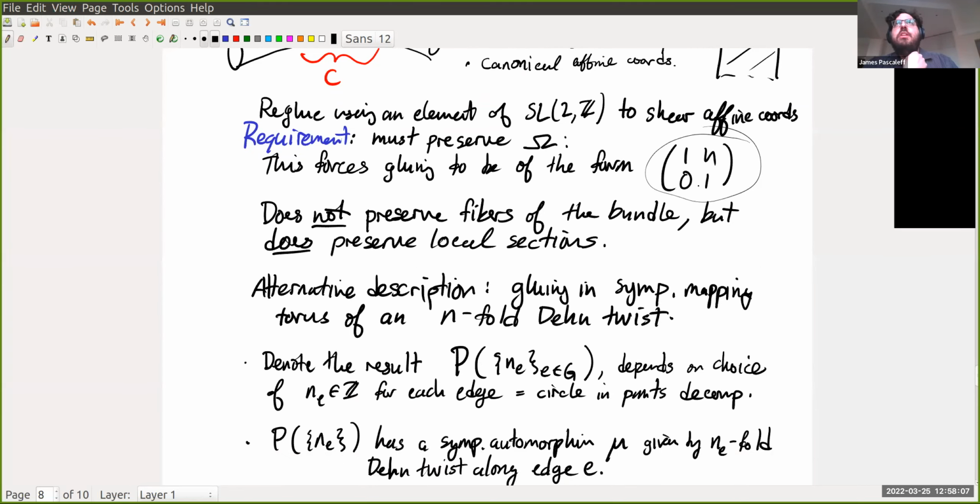And an alternative description of what this gluing is doing is you can do this kind of shearing. Another way to describe it is you're cutting the manifold, and then you're gluing in a copy of the symplectic mapping torus of a Dehn twist. Let's just say it's an n-fold Dehn twist, with some convention for what the positive Dehn twist is. It's an n-fold Dehn twist, where n is the shear that you do in this matrix. That's another way to think about what you're doing to this manifold.